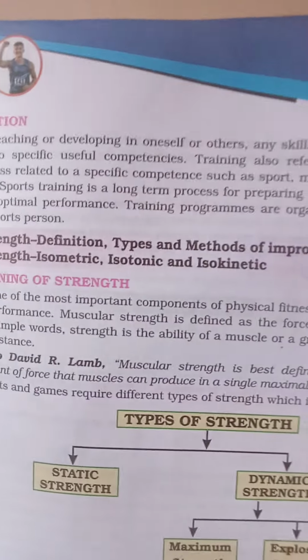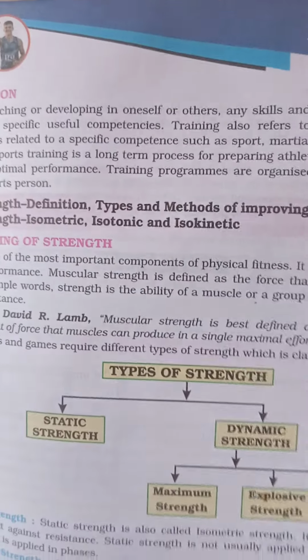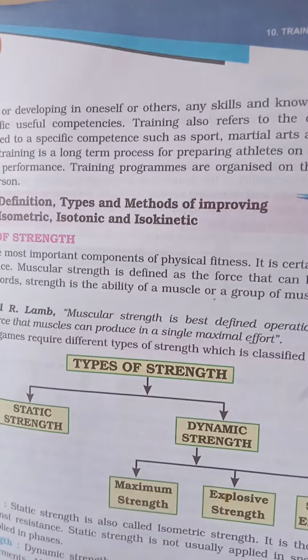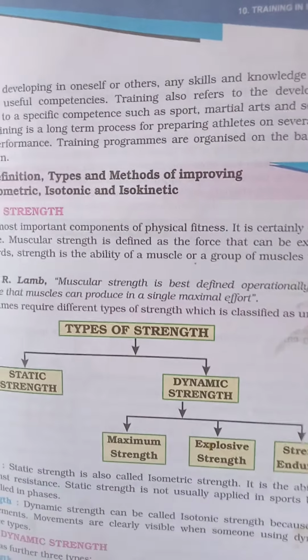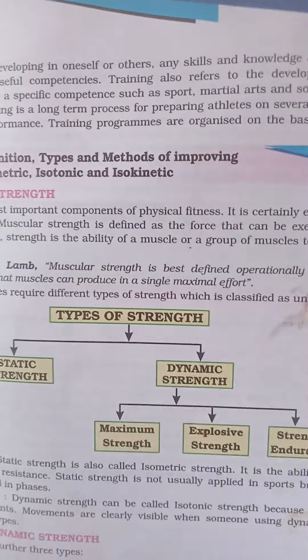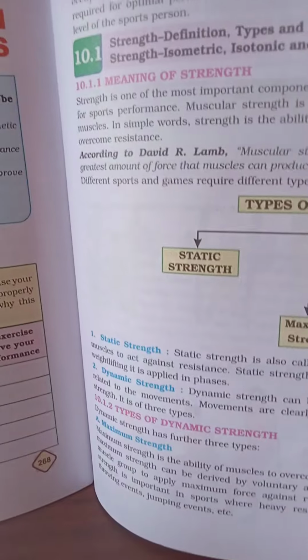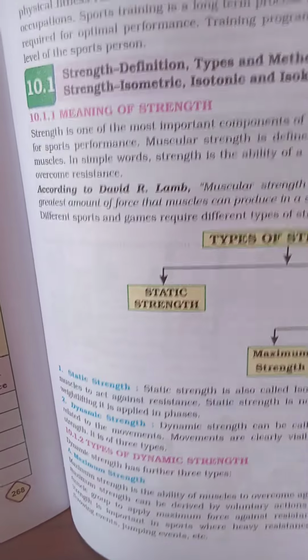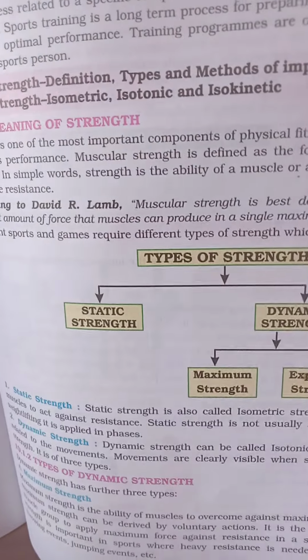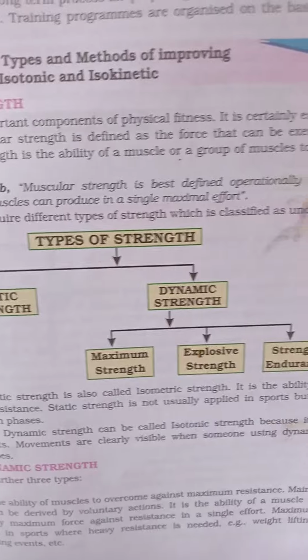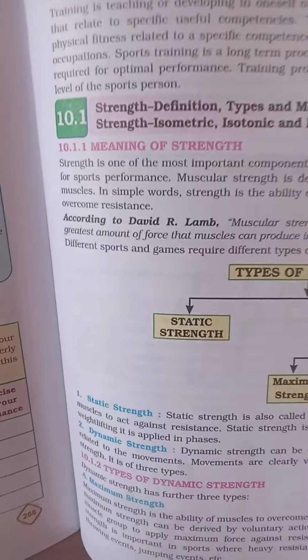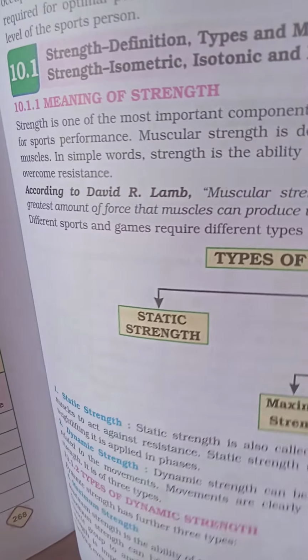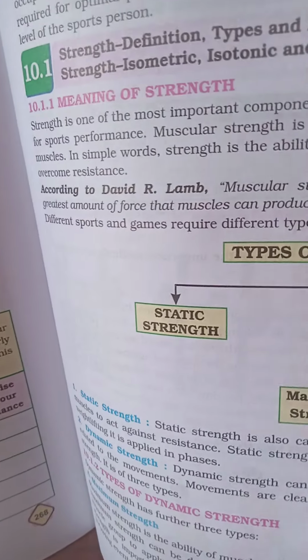The types of strength are static strength and dynamic strength, and dynamic strength is further subdivided into maximum strength, explosive strength, and strength endurance. When we take up static strength, it is also called isometric strength. It is the ability of a muscle to act against resistance. Static strength is not usually applied in sports, but in weightlifting it is applied in phases.